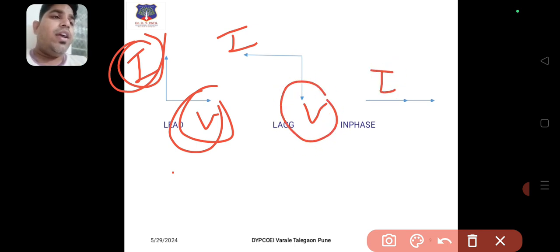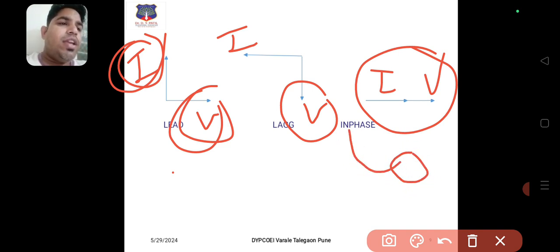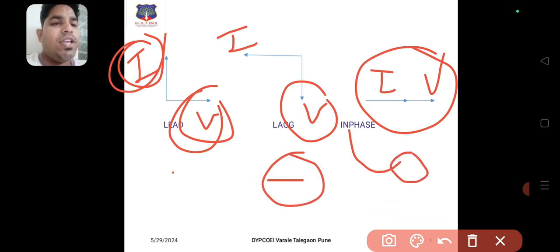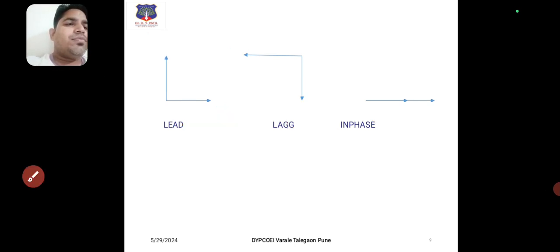Here the current and voltage are in the same phase, meaning the phase difference is zero. When the phase difference is zero, we say in phase. When the phase difference is negative, we say lag. When the phase difference is positive, we say leading. It is a very simple phasor diagram that is always asked in the exam. Phasor representation.